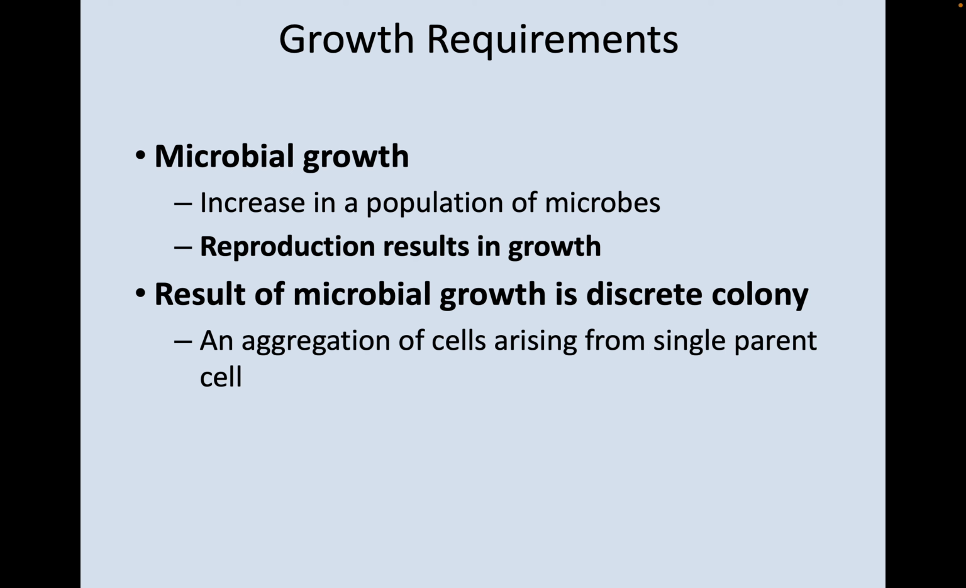Microbial growth we'll define here as an increase in the population size of microbes. Reproduction results in growth. And remember, bacteria reproduce by binary fission, where one bacterial cell divides into two daughter cells. So we double the population every time cells reproduce. The result of microbial growth is discrete colony growth. So a colony on a bacterial plate in the lab is an aggregation of cells all arising from a single parent cell.